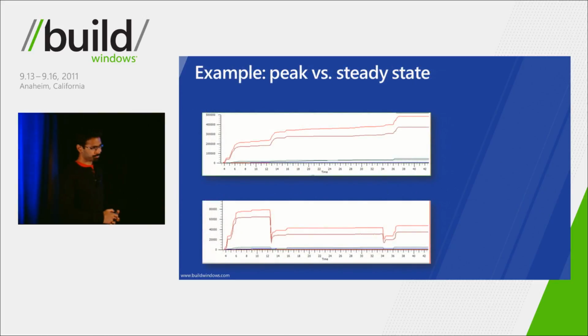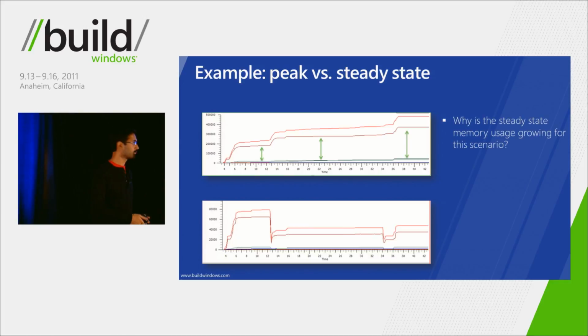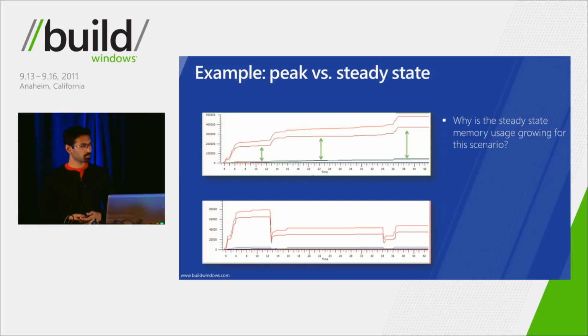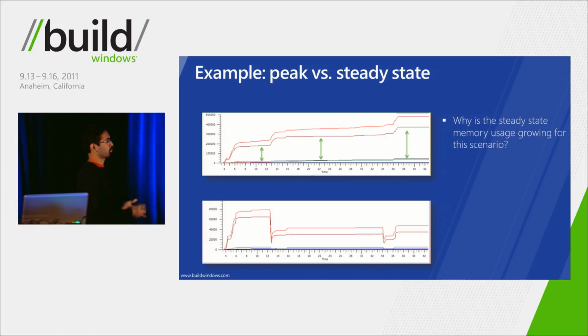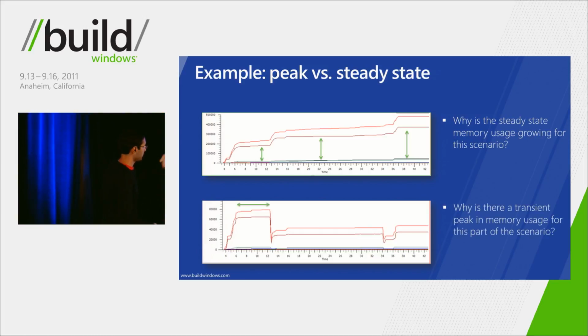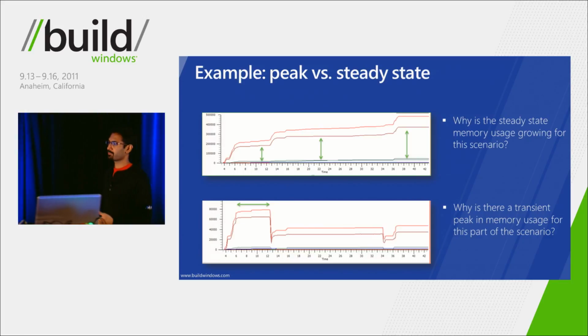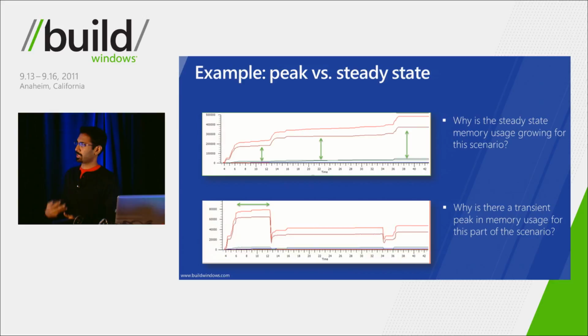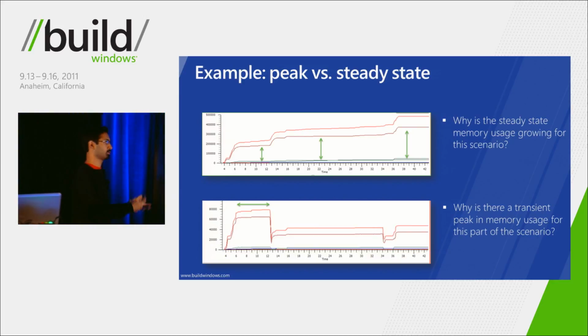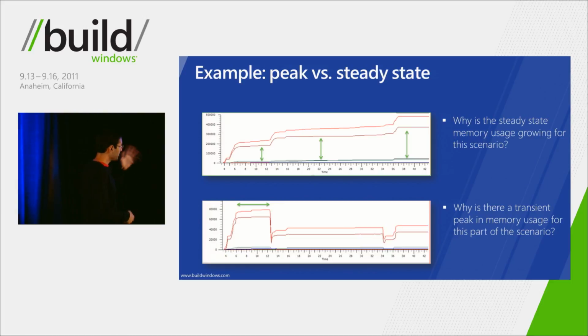Here's an example. In the first chart, what question would you ask? You would ask, why is my steady state growing for this scenario? Right? Am I forgetting to free something? Why am I not getting back to my steady state once I'm done with my allocations? For the second graph, what would you ask? You want to ask, why is there a transient peak in memory usage for the initial portion? Right? These are the kind of easy questions that you can ask, and it's really intuitive once you get to the demo where we actually look at the tools and how they show the data. So that's peak and steady state.